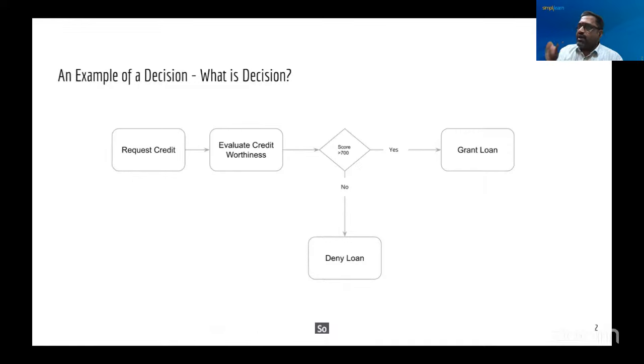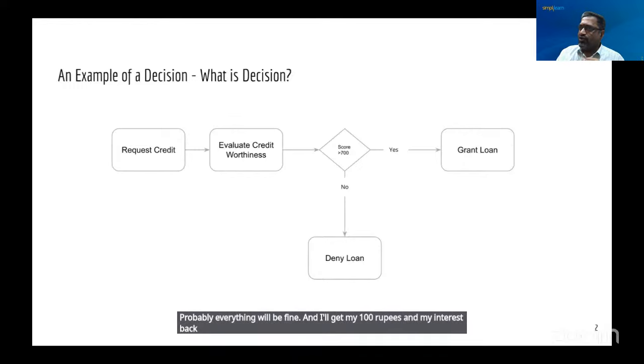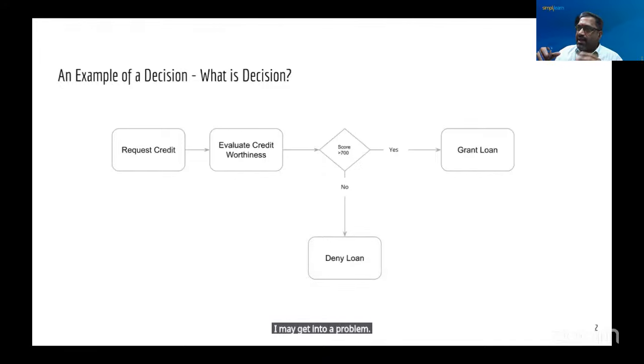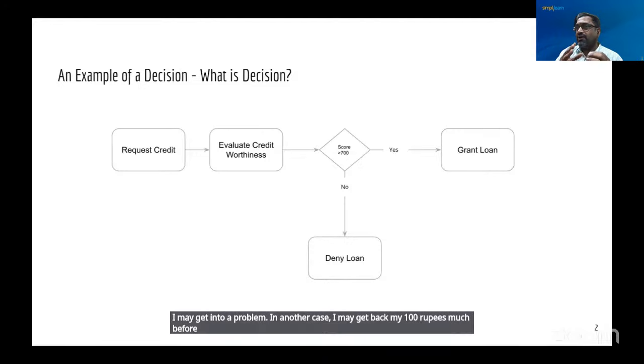So once I give credit, I have 100 rupees, I have 4 possible applicants where I can give a loan to. If I choose one of them, probably everything will be fine and I will get my 100 rupees and my interest back in due course of time. So I am earning the interest. There may be a risk. If I choose another, I may lose my 100 rupees. I may get into a problem. In another case, I may get back my 100 rupees much before the due date. So I have given it for 15 years and I expect to earn interest for 15 years.